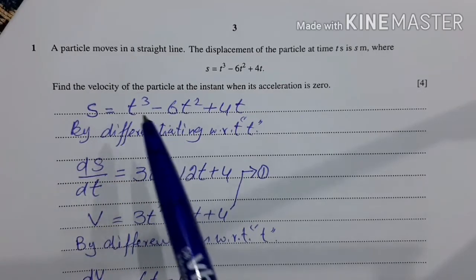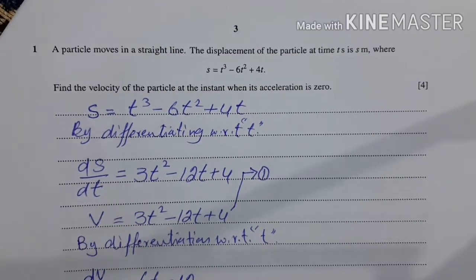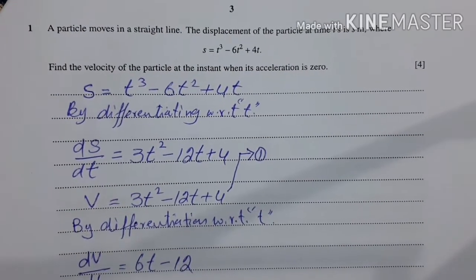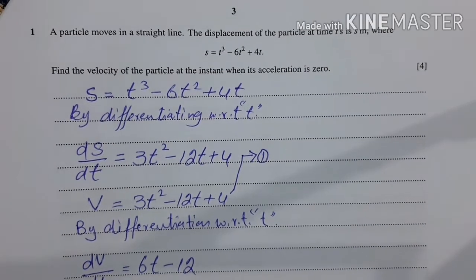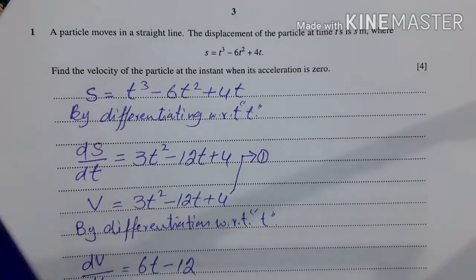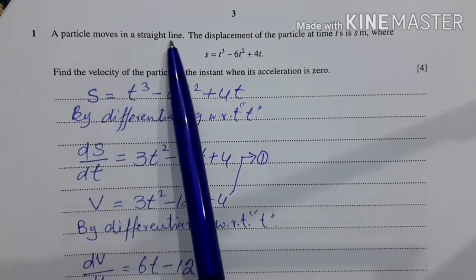Actually, I lost the video of the first two questions by error, so I'm making this video again. I'll just explain the first two questions verbally, and then I'll start making the video from question number 3. Okay, question number 1 is: a particle moves in a straight line.